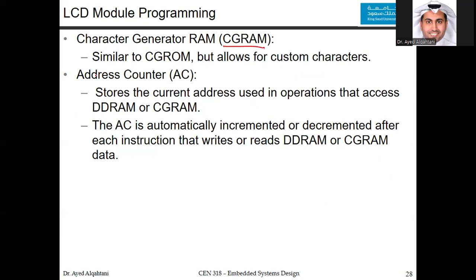So if you want to put your own language characters and symbols, you can do that by using the CG RAM. We also have the address counter or the AC. You can compare it to the program counter of the microcontroller or of any PC. Here we call it an address counter. It stores the current address used in operations that access the DDRAM or the CG RAM, and the AC is automatically incremented, similar to the PC. It's automatically incremented or decremented after each instruction that writes or reads the DDRAM or the CG RAM. Now, usually, the PC is always incremented. Here, it could be incremented or decremented.